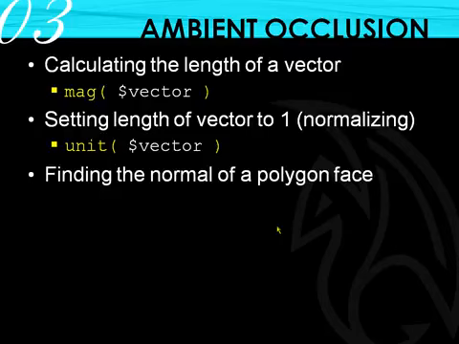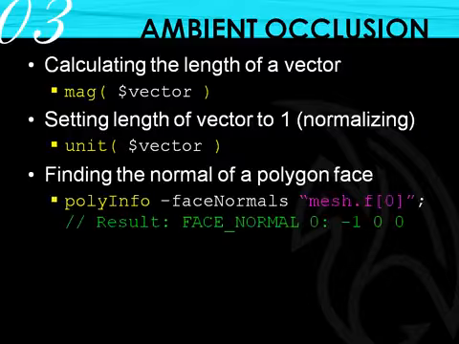So to find the normal of a polygon face, essentially, as I said before, we want to take this mesh and go through it polygon face by polygon face and see if two faces are facing each other. If they're very close together, we're going to put a lot of shadow, and if they're very far apart, we'll put very little shadow. Going through the whole mesh that way will allow us to create a fake ambient occlusion look. So to find the normal of a polygon face, we can use the polyinfo command with the face normals flag and then give the name of the face that we want.